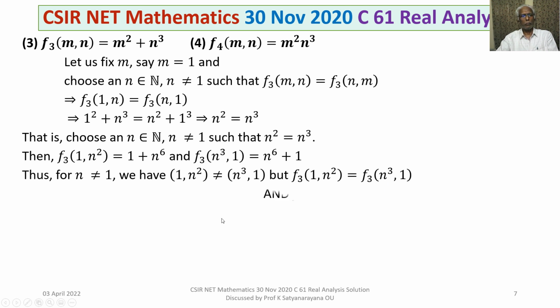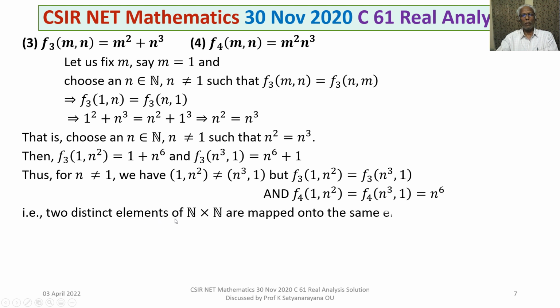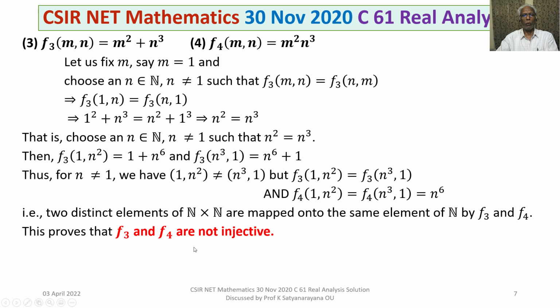This is also true with f4: f4 of 1 comma n square is equal to f4 of n cube comma 1, which is equal to n power 6. The same example works here also. So two distinct elements of N cross N are mapped onto the same element of N by both f3 and f4. Therefore, f3 and f4 are not injective. Our final answer is that option 1 is true.